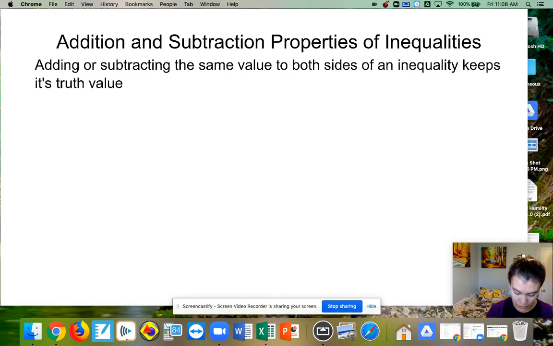Okay, so when we're adding and subtracting inequalities, and you do it to both sides, so keeping your equation even like we did before, the inequality keeps the same truth value, so it stays the same. You don't need to change the sign. We'll come back to this in the next video when we talk about multiplication and division.